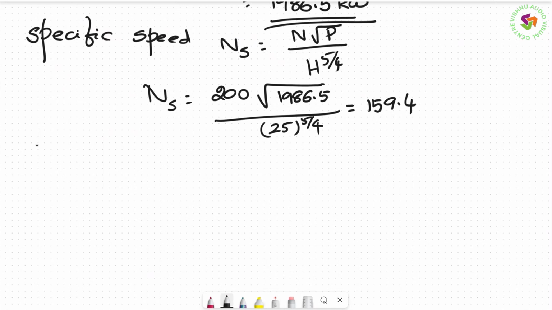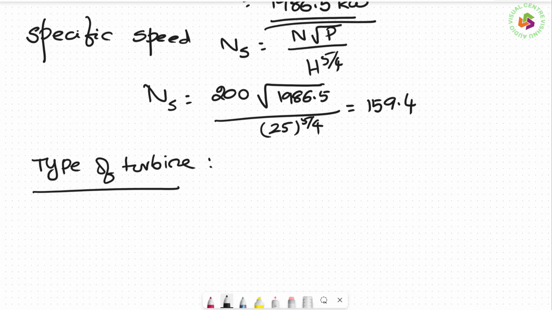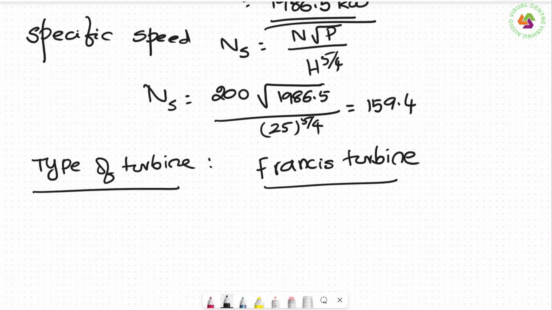Then coming to the last point, what is the type of turbine? The type of turbine which we will get for this specific speed of 159.4: if you see, 159 is approximately between 50 and 225 and all. So naturally, the Francis turbine is preferred. So this is the thing. So let us go into the second problem.